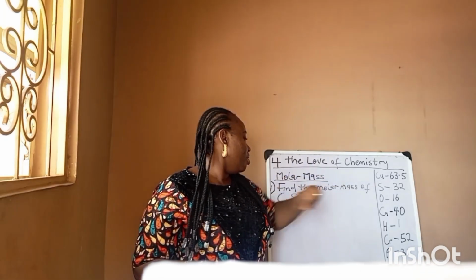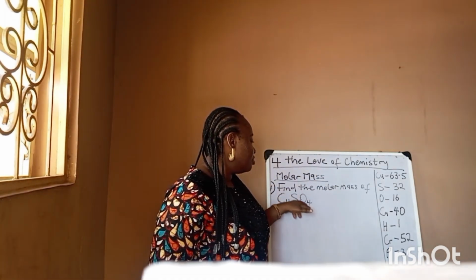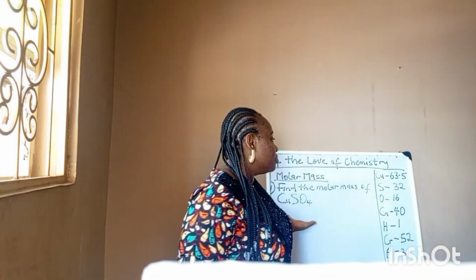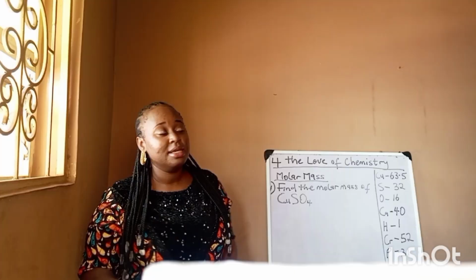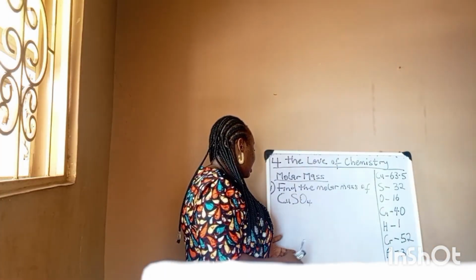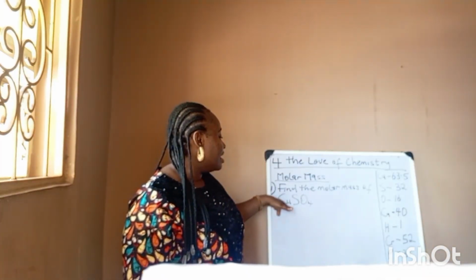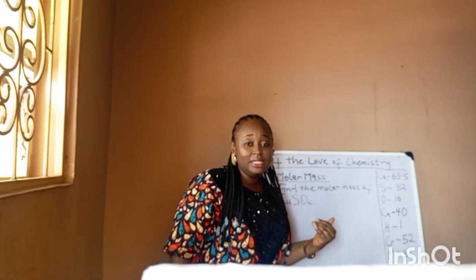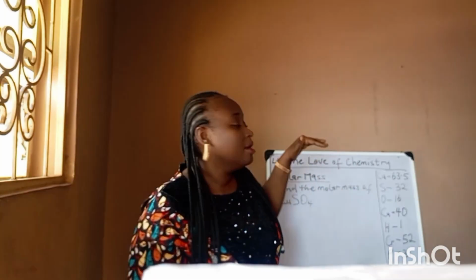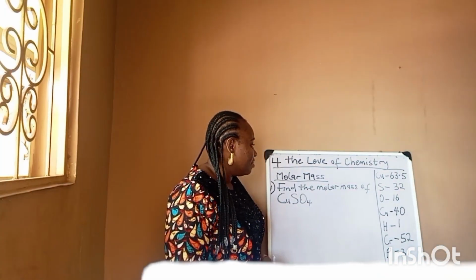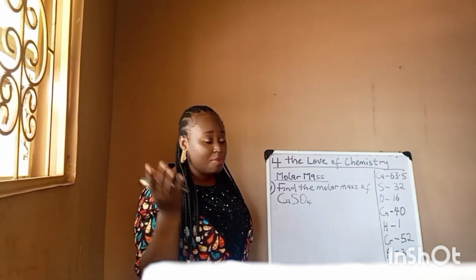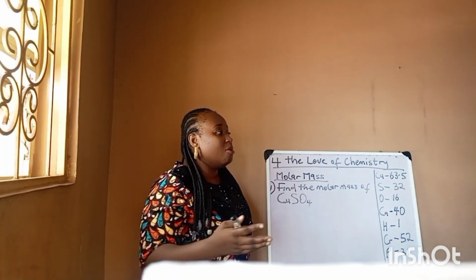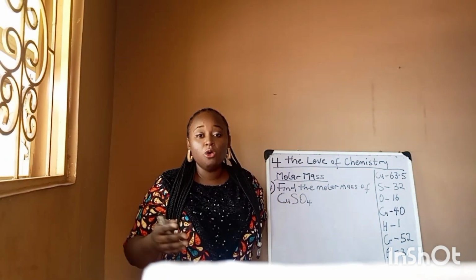Find the molar mass of copper(II) tetraoxosulfate(VI). When you are asked to find molar masses, what it entails is that you add the individual atomic masses of the elements that make up the compound. What do I mean? The atomic mass of each element is given. It's not what you have to solve to get.